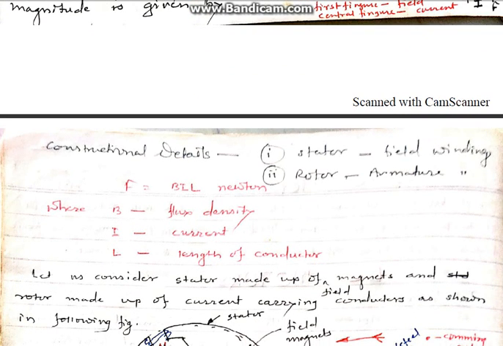The force F is the force acting on the conductor. It is given as BIL newtons. B is the flux density, I is the current, and L is the length of the conductor.